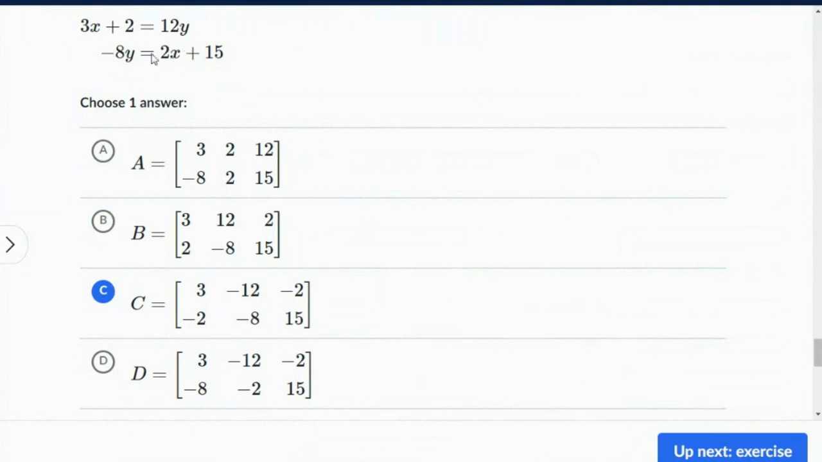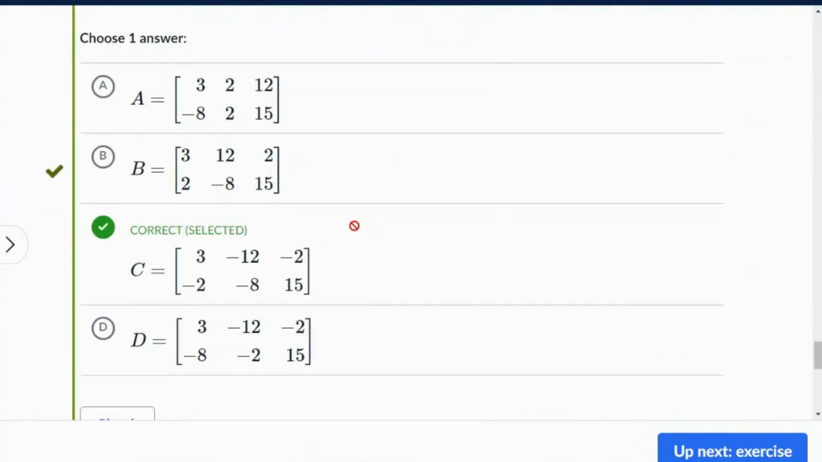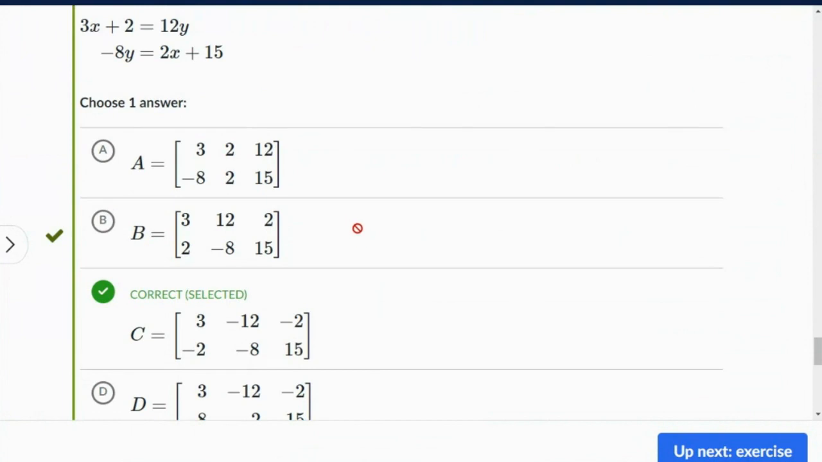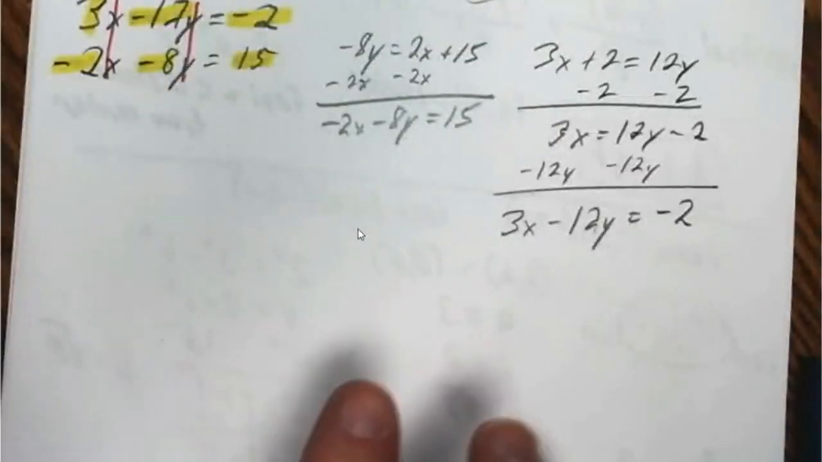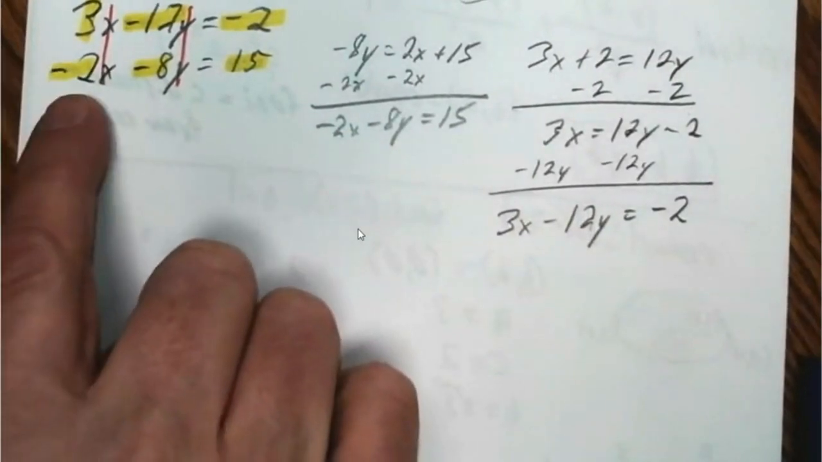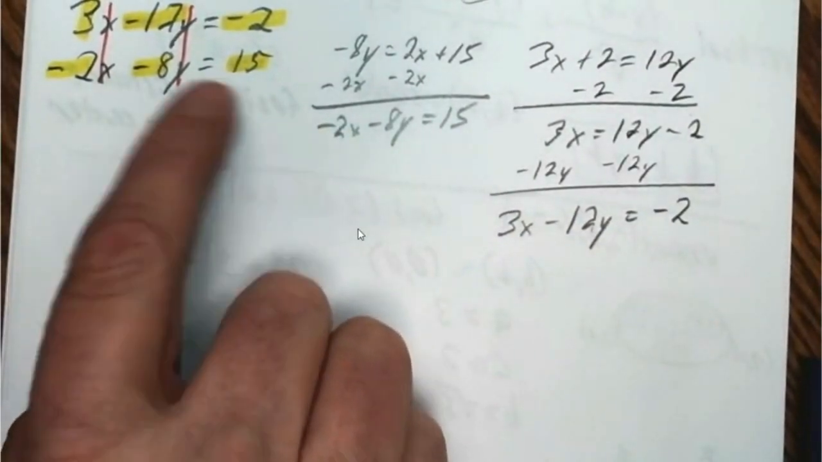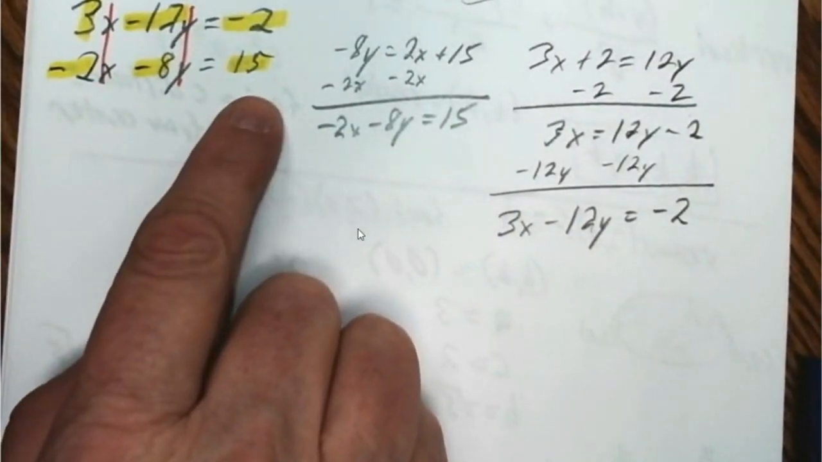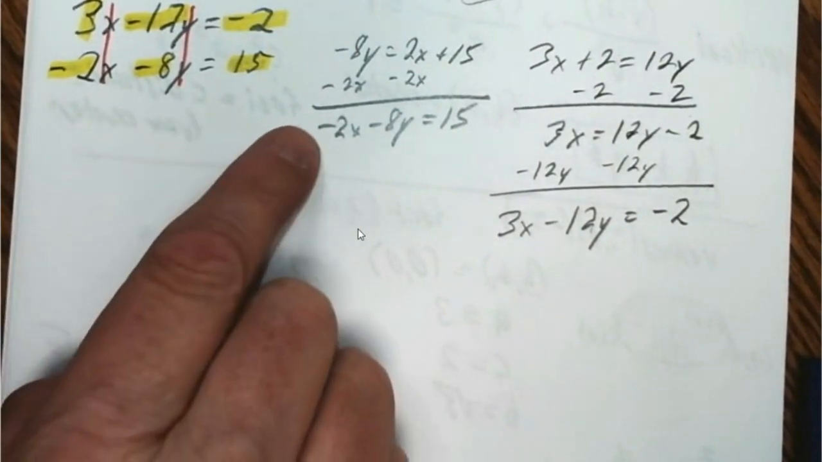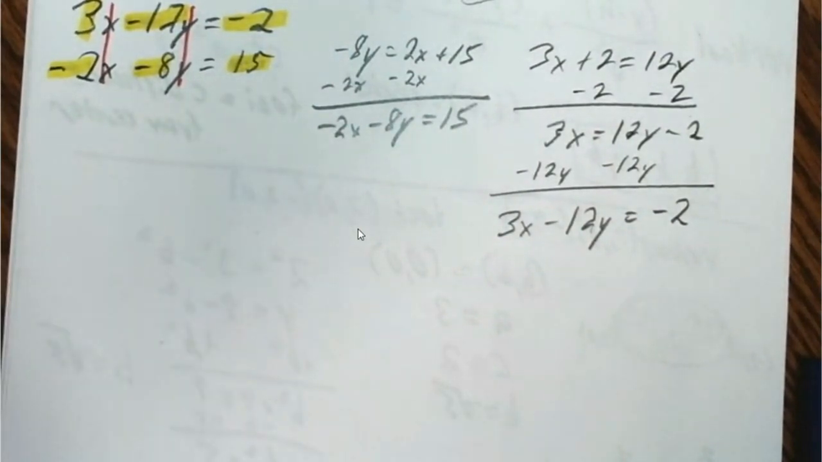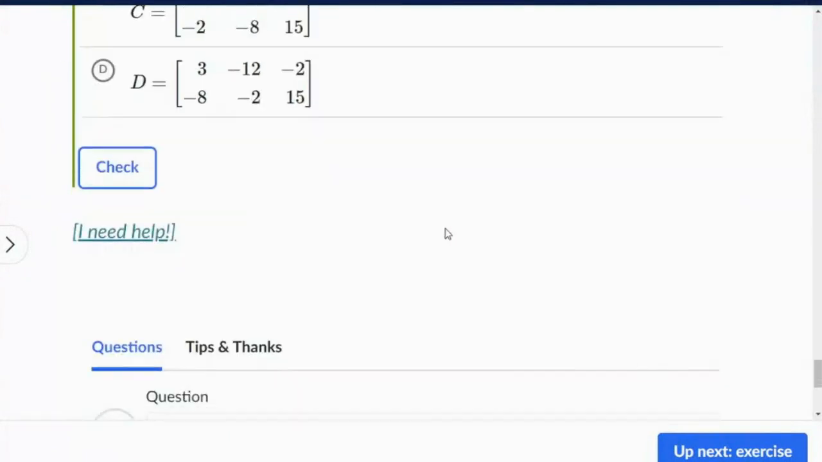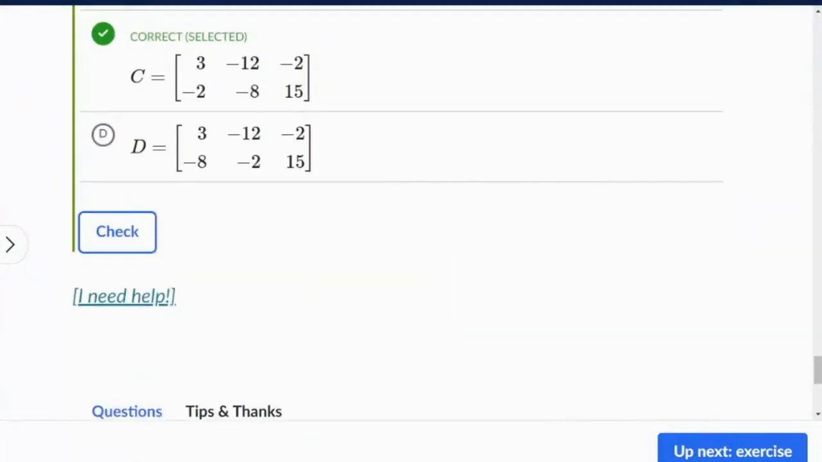And don't just look at the numbers they used, because using the numbers that they used is not going to turn out right. C, let's check our work. Correct. So yeah, you need to go through that process and rearrange them to where they're in the proper order: x, y, constant, or x, y, z, constant, or a, b, constant, whatever it is. All right, that was a good problem to have there. And that's the end of that one.